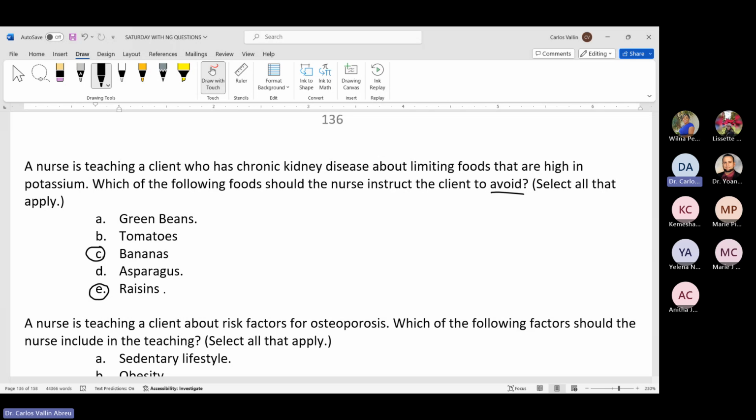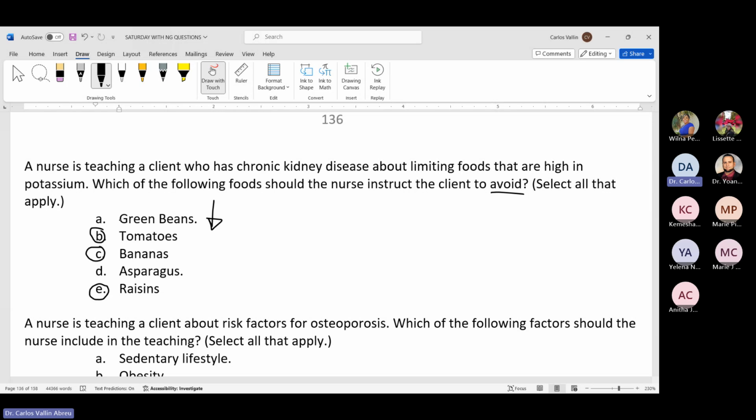Dry fruits, raisins, prunes, dates, figs are very rich in potassium. Banana, who doesn't know that? Maybe you know that tomatoes are very rich in potassium. Okay, tomatoes are very rich in potassium. So maybe you have doubt about asparagus and green beans. Green beans have low potassium. This is something that maybe you know, maybe you don't know.